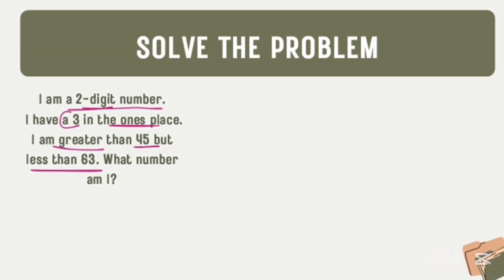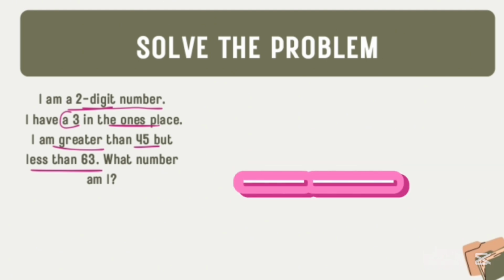So let's repeat the problem. I am a 2-digit number. I have a 3 in the ones place. So we immediately know that we must guess a number to solve this problem, right? And that the final answer will be a 2-digit number. That there will definitely be a 3 in the ones location.